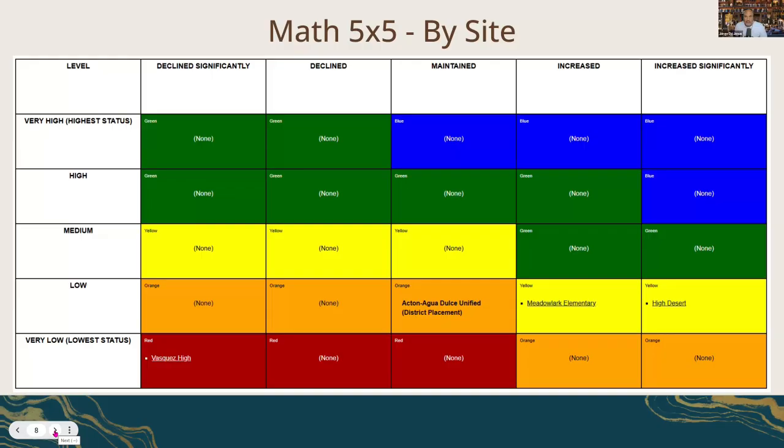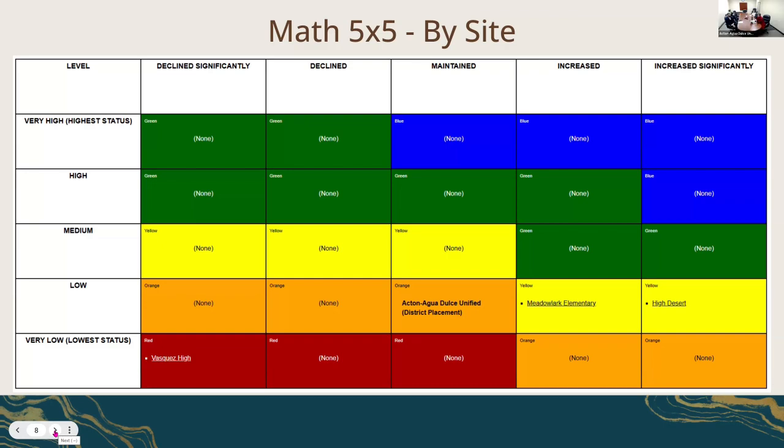Does that make sense? I feel really stupid when I look at this chart because, I'm sorry, I take it from the top here where it says very highest status, and you go over to the green, then go into the 3 blues, and it says none. I don't know, is that referring to Vasquez or Meadowlark or High Desert? Maybe I'm just so stupid.